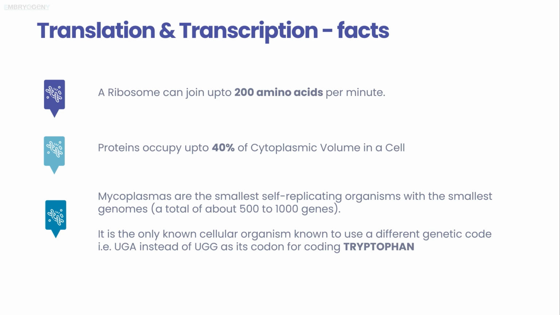Before ending this lecture, let us go through some translation and transcription facts. A ribosome can join up to 200 amino acids per minute. Proteins occupy up to 40% of cytoplasmic volume in a cell. And mycoplasmas are the smallest self-replicating organisms with the smallest genome, so a total of only about 500 to 1000 genes. And it is the only known cellular organism known to use a different genetic code, that is UGA instead of UGG, as its codon for coding tryptophan.